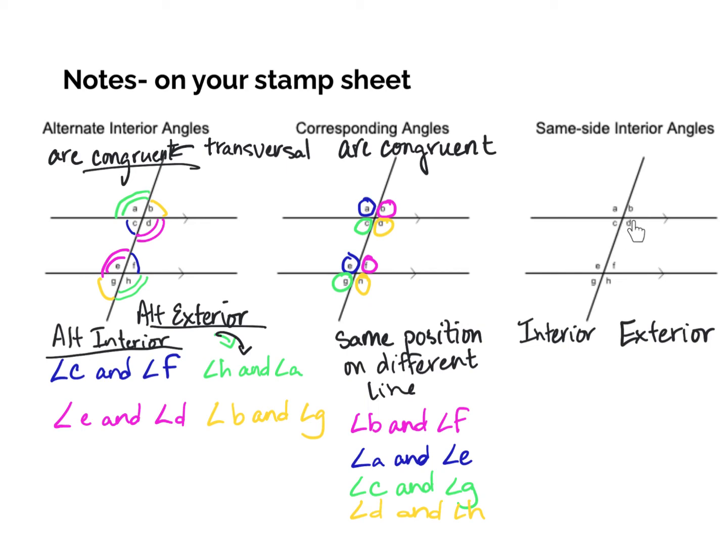So B and D are a linear pair, meaning they're going to add up to 180. If we know that B is equal to F, we also know that D is equal to H, which means we also know that F and D are going to add up to 180, meaning they're supplementary. So same side interior or exterior angles are supplementary.